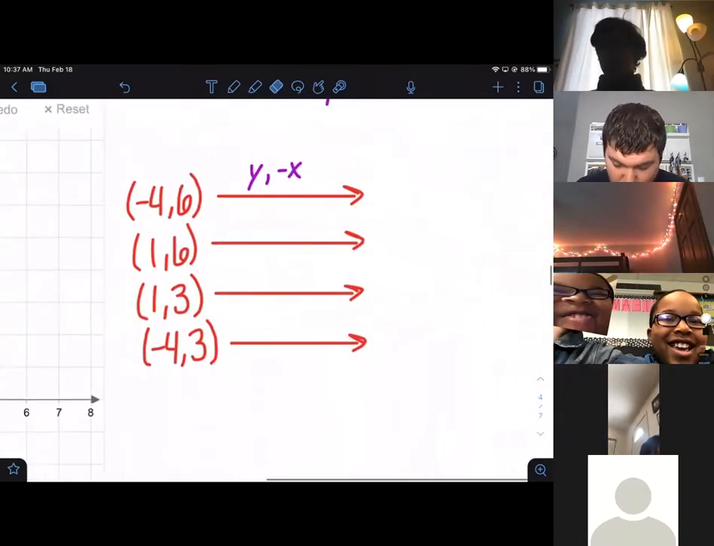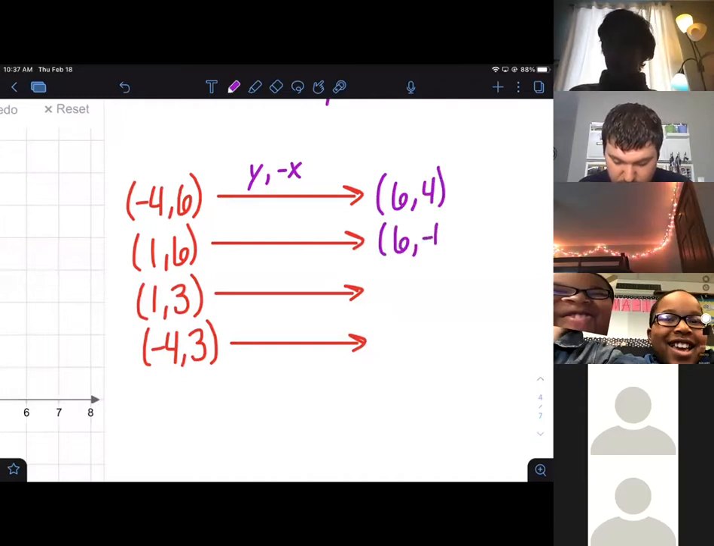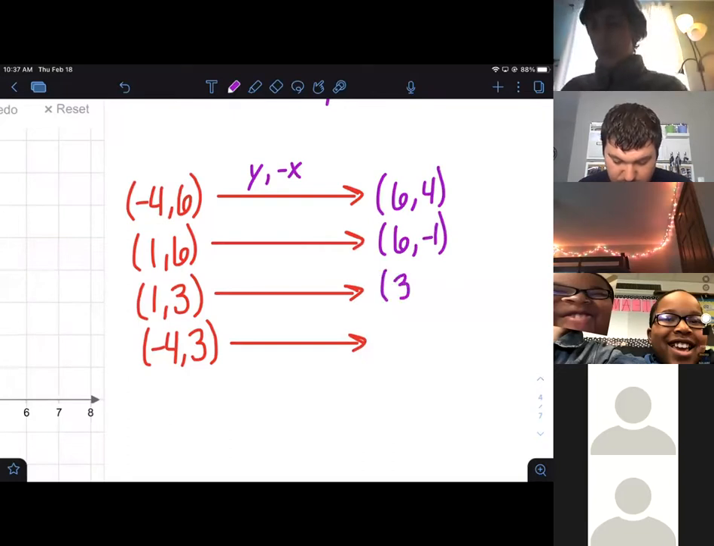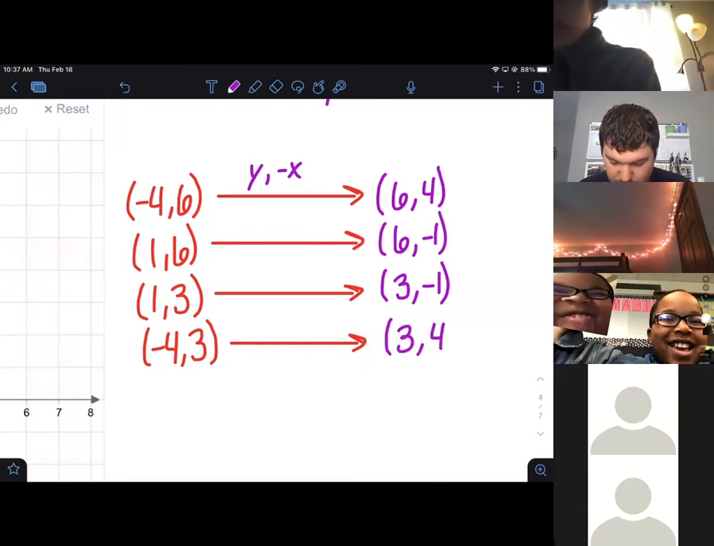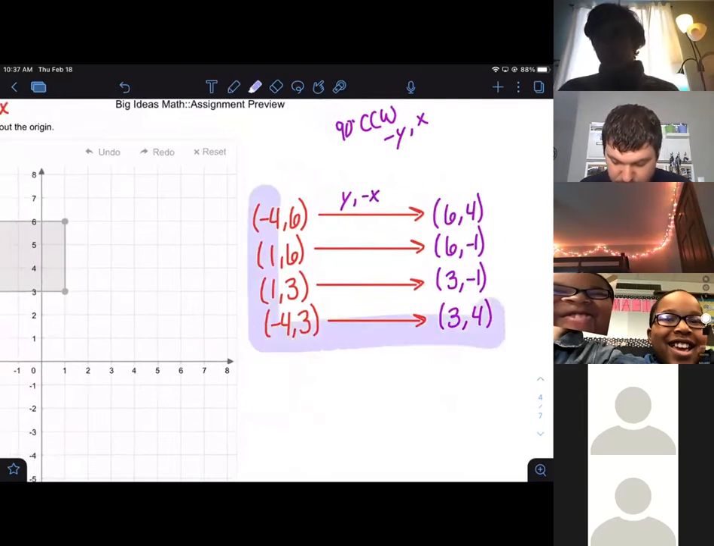All right, so my new coordinates then: take the opposite of the x and flip it. We got 6, positive 4. And we've got 6, negative 1. And 3, negative 1. And 3, positive 4. So that's what you guys need to write down.